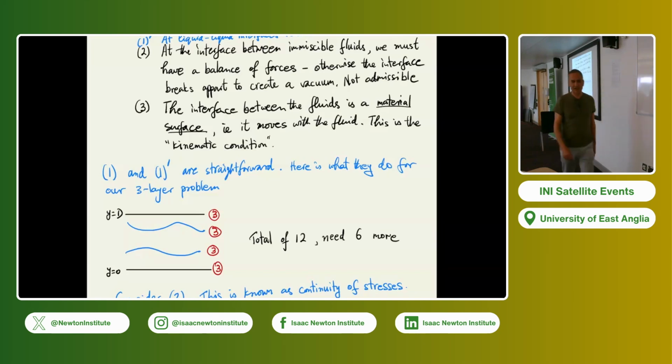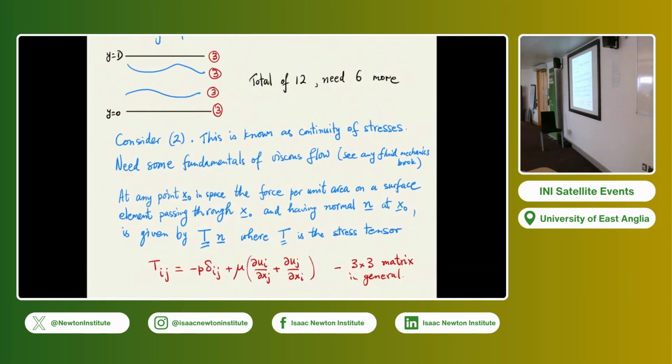So where do these come from? Let's see if we can formulate these. Well, these come from continuity of these forces I mentioned at the interface, because these two liquids are viscous immiscible, and they will exert forces at the interface. So I need a balance of these forces at the interface, otherwise the interface will break apart. So this is what we want to do next.